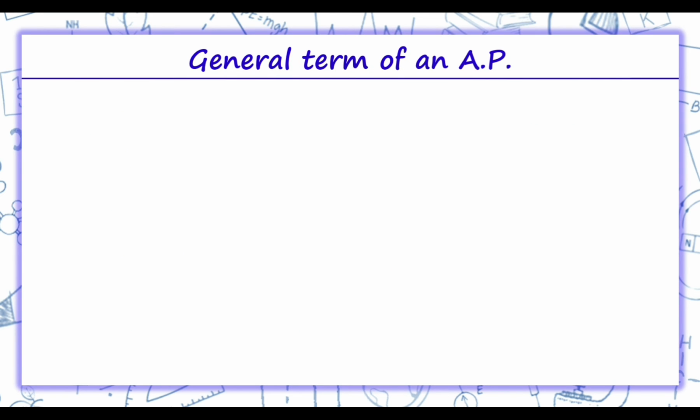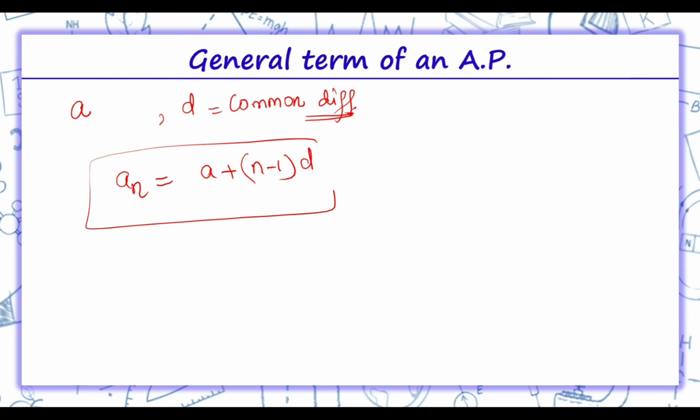Now coming on to the next concept, that is the general term of an AP. As we know, A is the first term of the AP and D is the common difference of the AP. Then if we have to find its nth term, that nth term is given by A plus n minus 1 into D. This nth term is known as the general term of the AP.